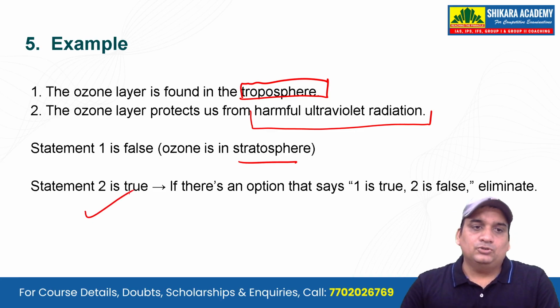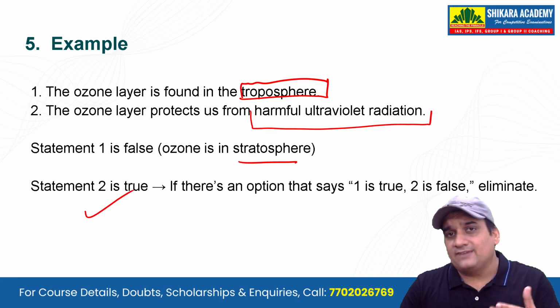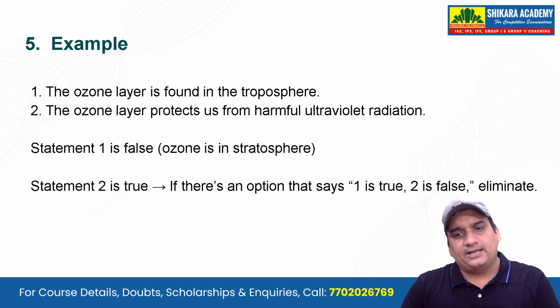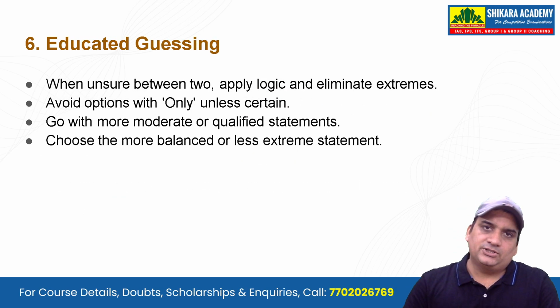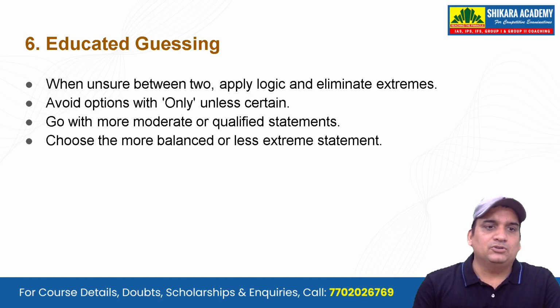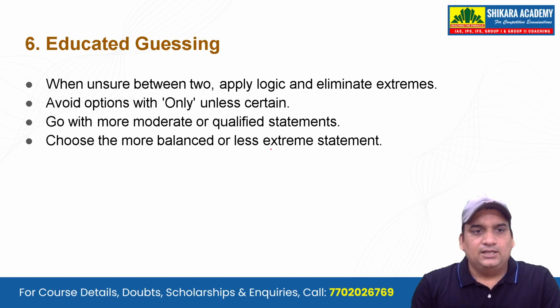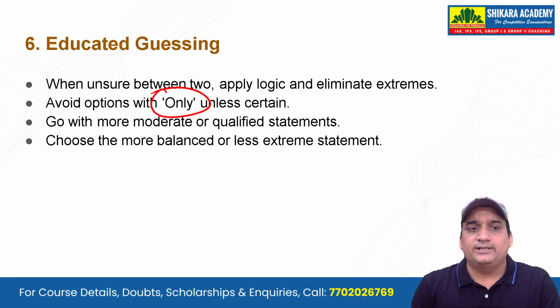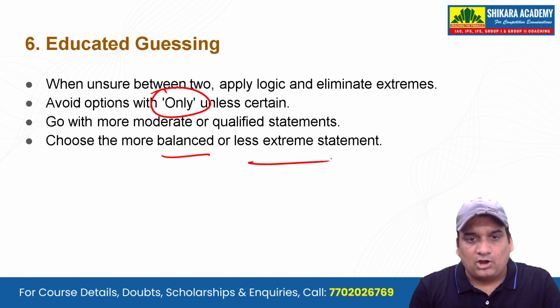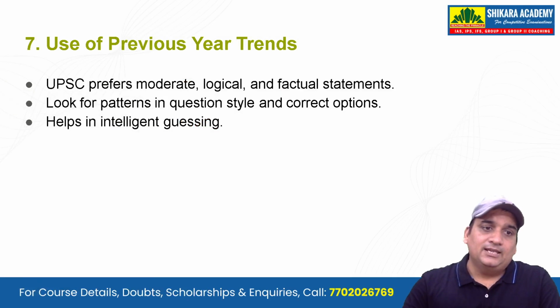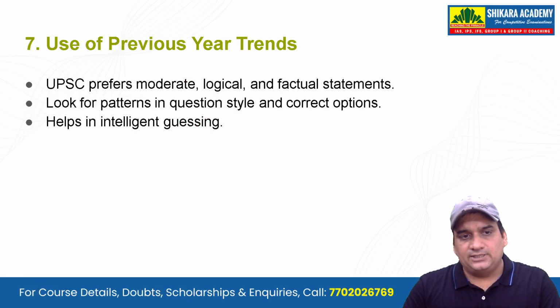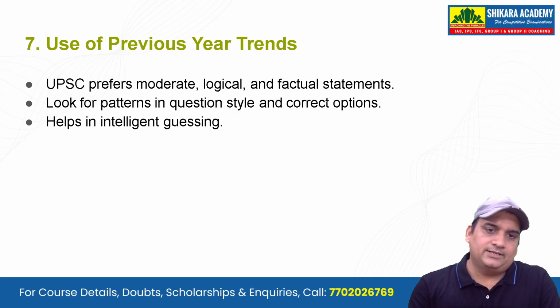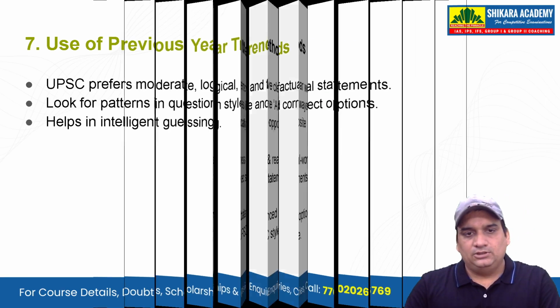Okay, so in these cases you must have that prior knowledge, and if you are having that prior knowledge, you can use the elimination method. Like this only you can go with the educated guessing, where you have options like 'only'. Wherever you find this 'only', avoid options with that. Go with the more moderate or qualified statement. Choose the more balanced or less extreme statement. And use of previous year trends. We will see some of the previous year trends and the factual statements.